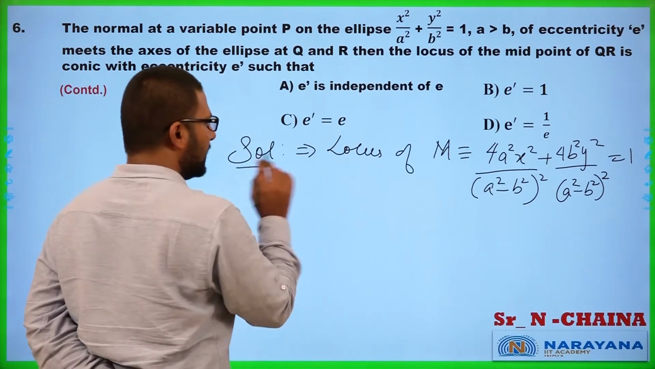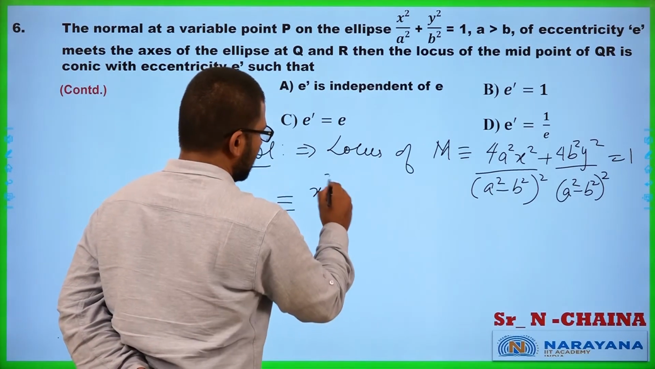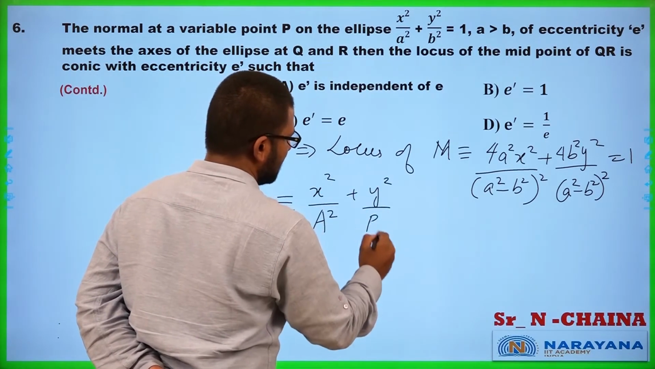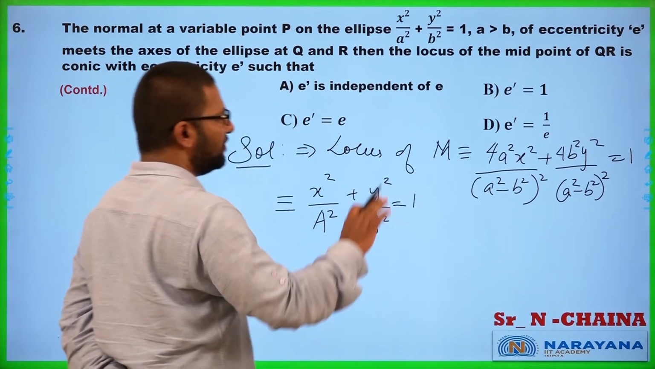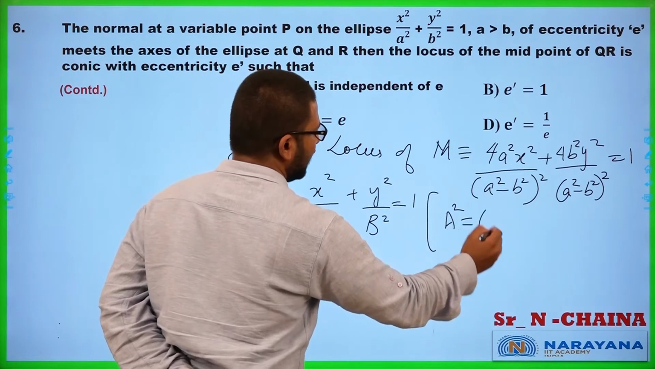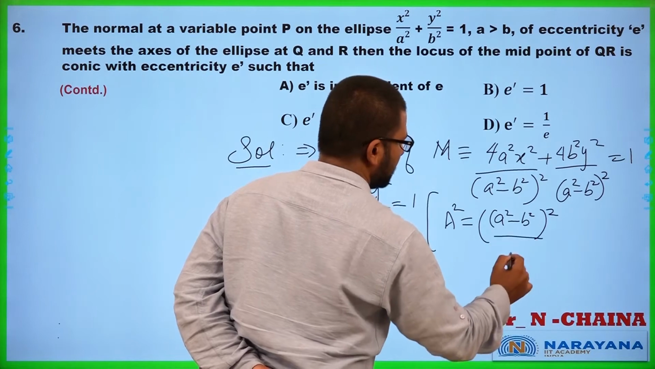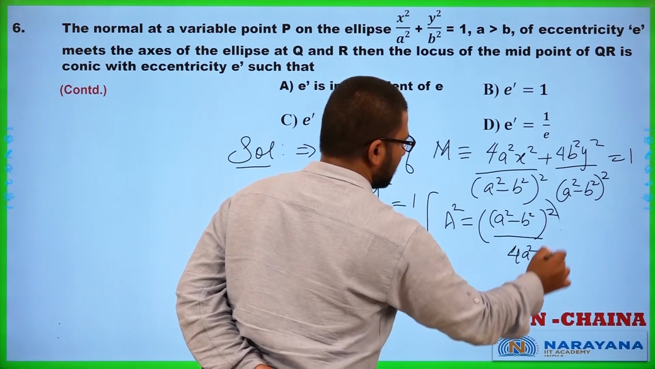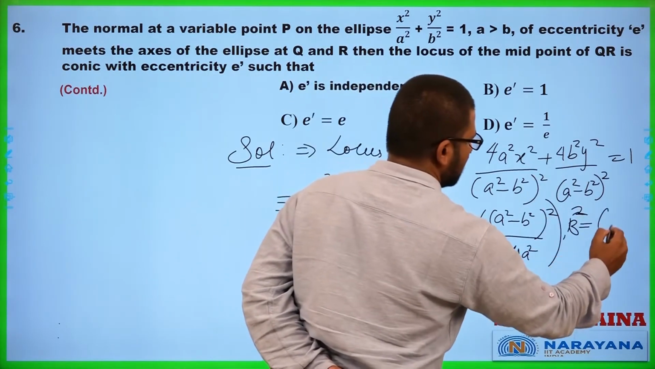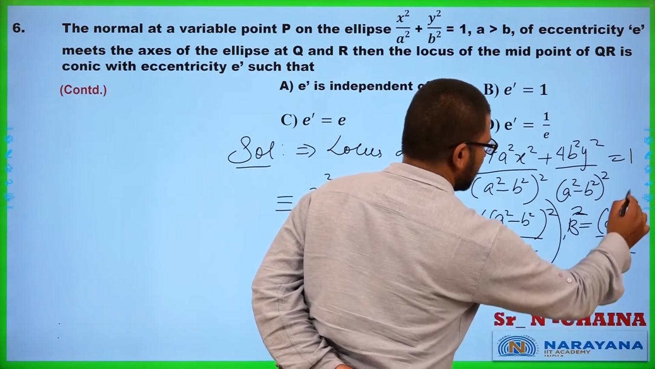All right, so let us write this, clearly it is an ellipse. Let us write this in the form of x square by capital A square plus y square by capital B square equal to 1, where we know A square and B square, correct? How much is capital A square? A square is (a square minus b square) the whole square by 4a square. B square would be (a square minus b square) the whole square upon 4b square, correct?